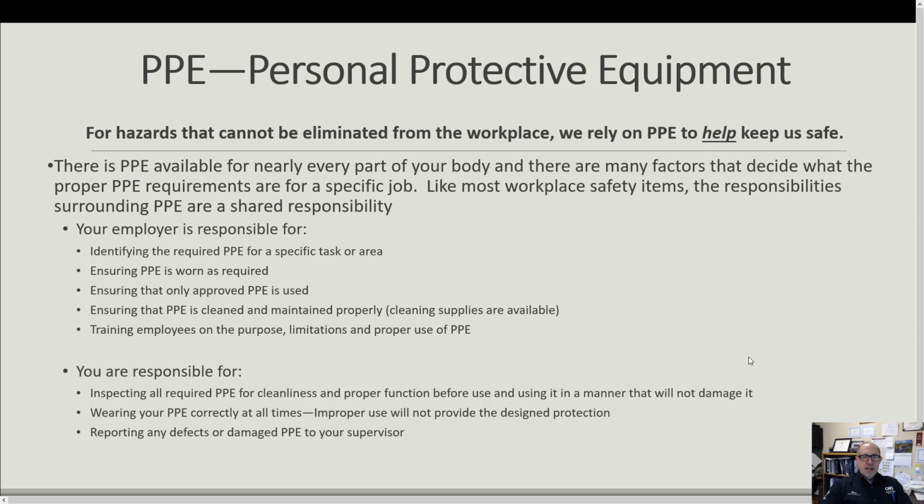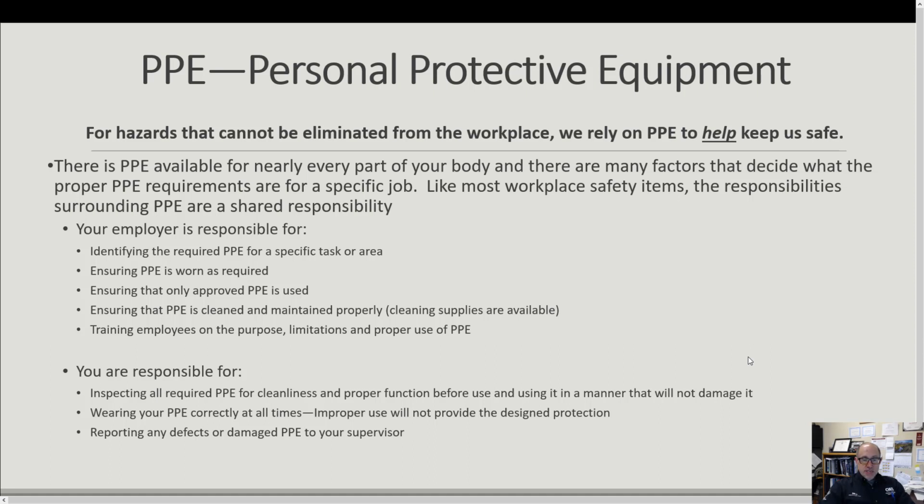Your employer is responsible for identifying the required PPE for a specific task or area, and ensuring that your PPE is worn as required. Usually that's through rules and regulations. They ensure that only approved PPE is used. They're supposed to keep an eye on you so that you're not bringing stuff into the shop that's not actual certified PPE. They ensure that PPE is cleaned and maintained properly. That's for you. That means making cleaning supplies available so you can clean them, and training employees on the purpose, limitations, and proper use of the PPE.